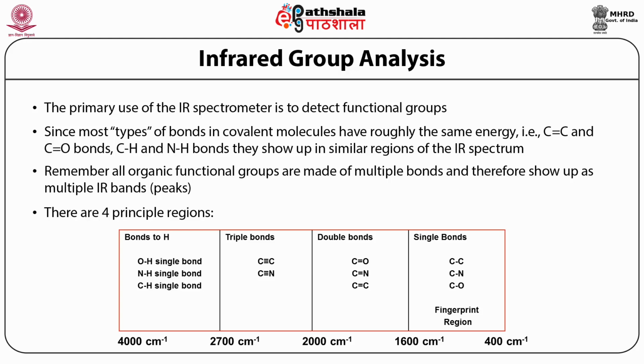And the fourth is the most important region, which lies between 1600 to 400 per centimeter, and it gives you information about single bonds like carbon-carbon, carbon-nitrogen, and carbon-oxygen. This region is known as the fingerprint region, having the actual signature of any molecule.